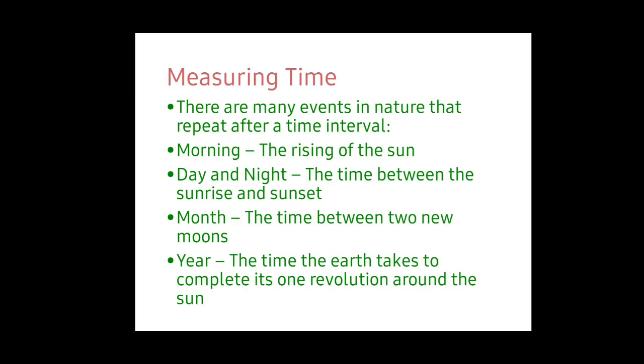Next, measuring time. There are many events in nature that repeat after a time interval. For example, morning, the rising of the sun; day and night, the time between sunrise and sunset; month, the time between two new moons; and year, the time the earth takes to complete its revolution around the sun. So these denote that in nature we have certain time gaps. From this we are able to measure time, because our ancient people observed nature, and from that they invented various scientific things.